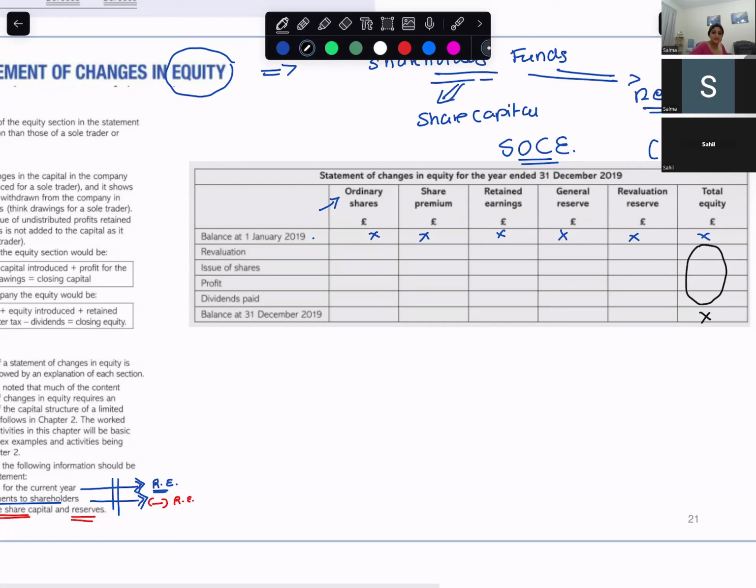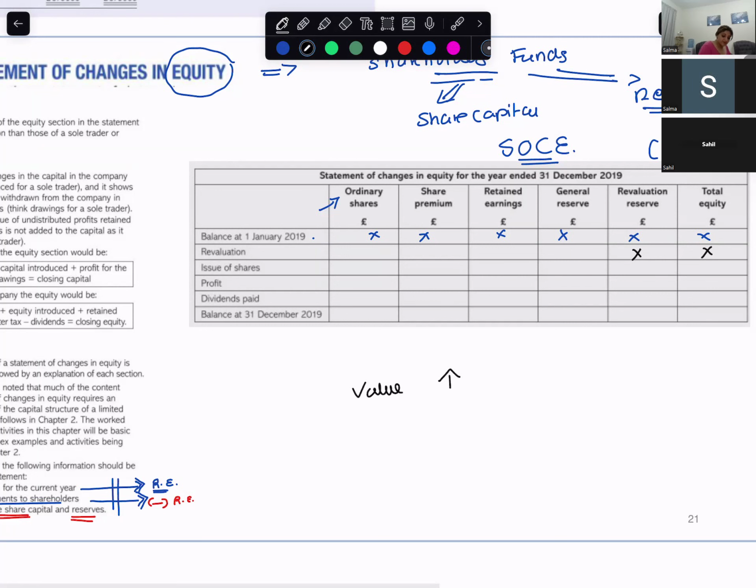What is a revaluation reserve? Revaluation is when the value of your assets goes up or down. If the value of your asset goes up, you will add it over here and you will add it in the total. If it goes down, you will subtract it. If it goes up, you add it.